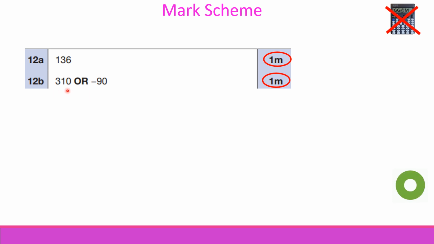Now I showed you how to get the answer of 310, but if you'd started off with 110 and taken away the 200, you would have got minus 90. Now that is the more difficult answer to get. Either of these 2 answers are correct. It doesn't matter which route you went down.